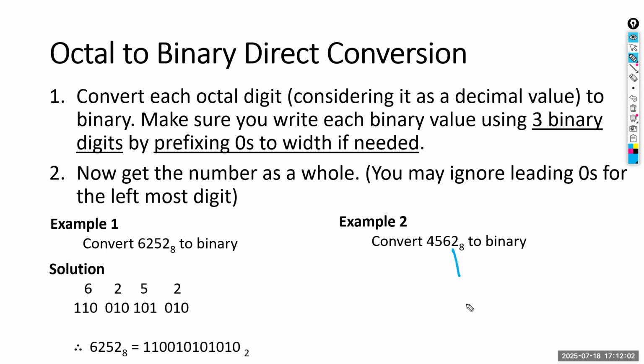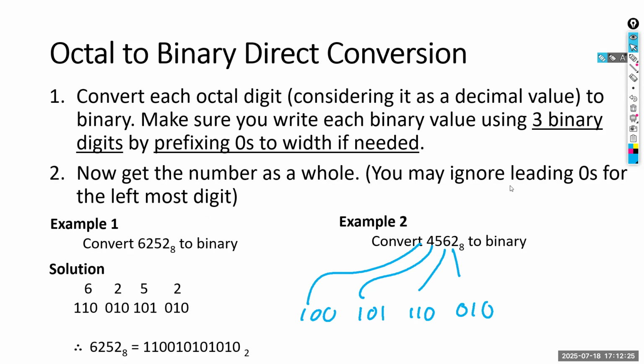And 2 is 0, 1, 0. 6 is 1, 1, 0, 4 and 2 is 6. 5 is 4 and 1. 4 is 1, 0, 0. So the final answer is 1, 0, 0, 1, 0, 1, 1, 1, 0, 0, 1, 0.